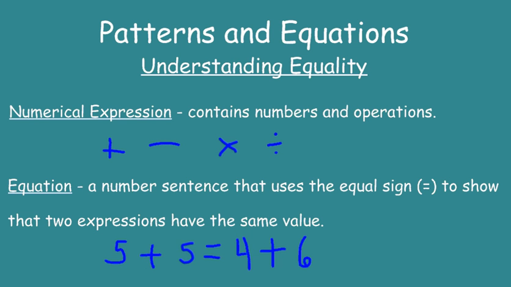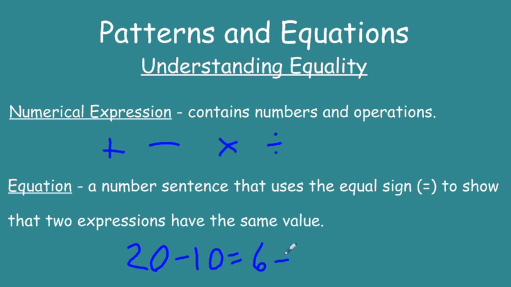We have a numerical expression on this side and a numerical expression on this side. They don't even have to be the same. For instance, you could have 20 minus 10 is equal to 6 plus 4. So even though we have a subtraction problem here and an addition problem over here, they both equal the same. They are both balanced.